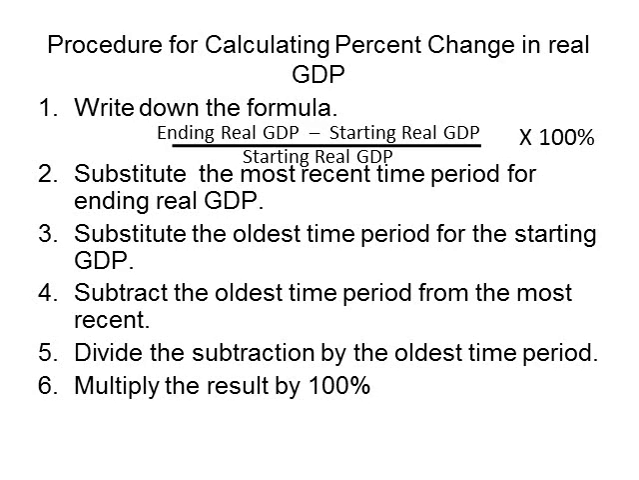The procedure for calculating the percent change in real GDP is: 1. Write down the formula, ending real GDP minus starting real GDP divided by starting GDP times 100%. 2. Substitute in the most recent time period for the ending GDP. Substitute in the oldest time period for the starting GDP. Subtract the oldest time period from the most recent time period. Divide the subtraction by the oldest time period. Multiply the result by 100%.